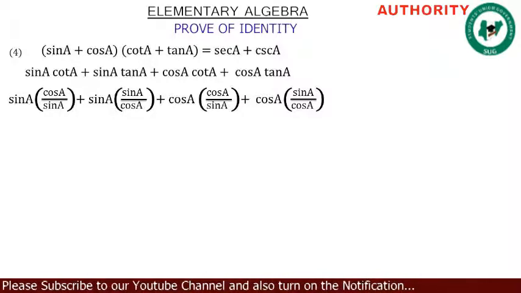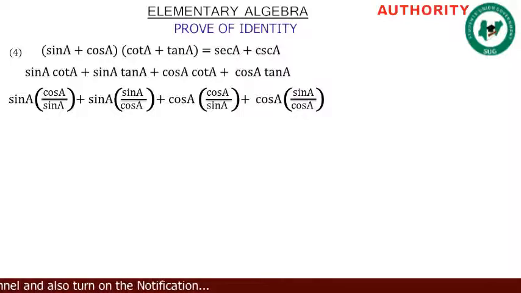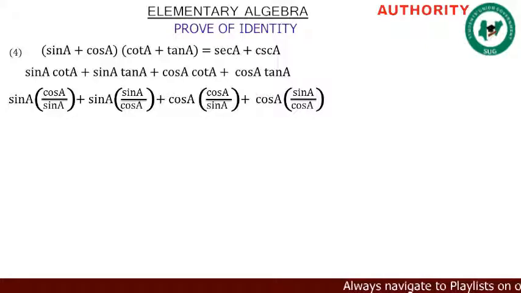Now we have plus cos A cot A. This cot A is also the same as cos A all over sine A. Let's put it in bracket also. Plus cos A tan A. Tan A is the same as sine A all over cos A. So that means we have sine A multiplied by (cos A all over sine A) plus sine A (sine A all over cos A) plus cos A (cos A all over sine A) plus cos A (sine A all over cos A).